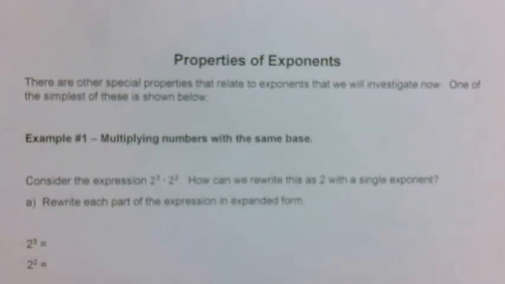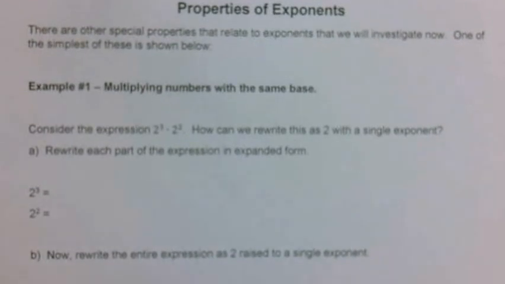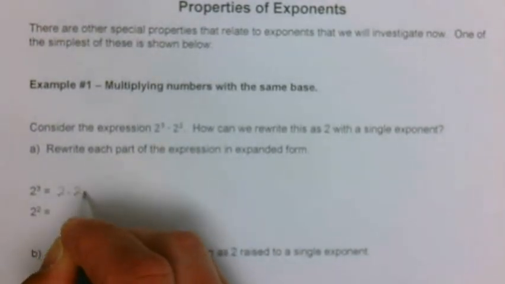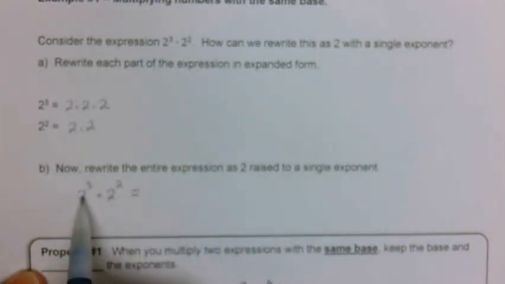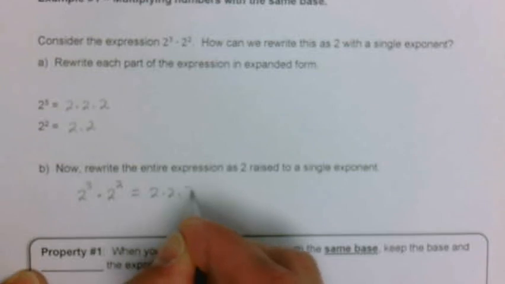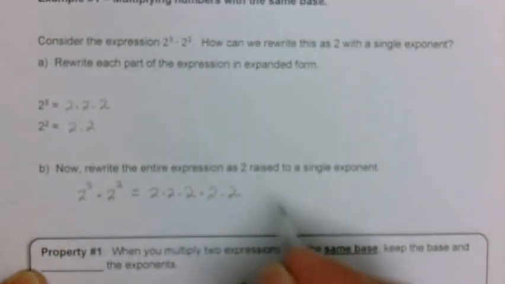So the first thing that we're going to do is rewrite each of those in expanded form. 2 to the third means to do 2 times 2 times 2, and 2 squared means to do 2 times 2. So if we look at the original expression, 2 cubed times 2 squared, expanded, 2 cubed is 2 times 2 times 2, times 2 squared is 2 times 2. How could we rewrite this as 2 with a single exponent? Well, again, our base is 2, and we're multiplying 1, 2, 3, 4, 5 copies of the number 2 together.